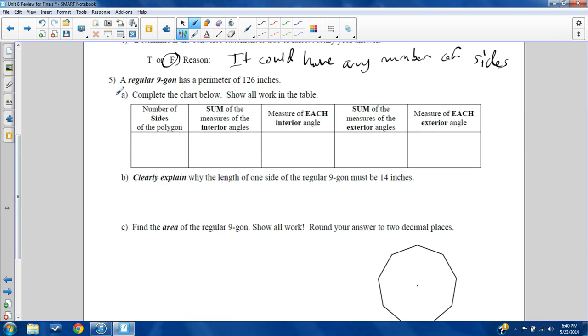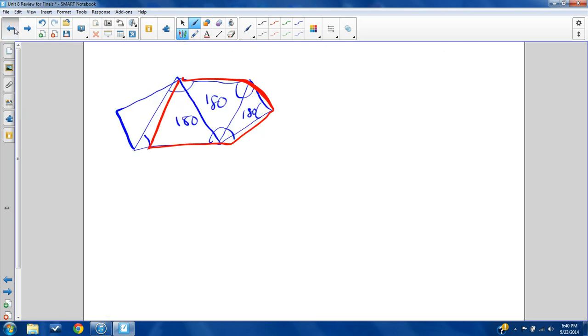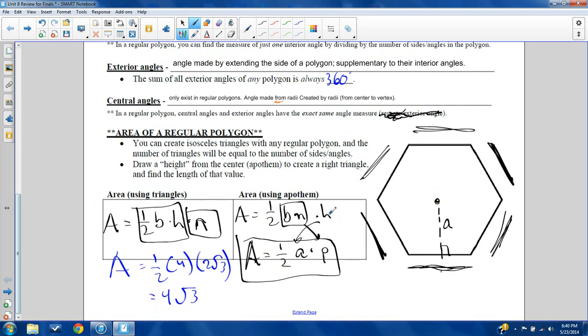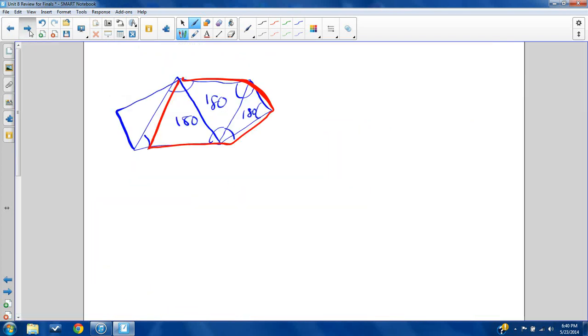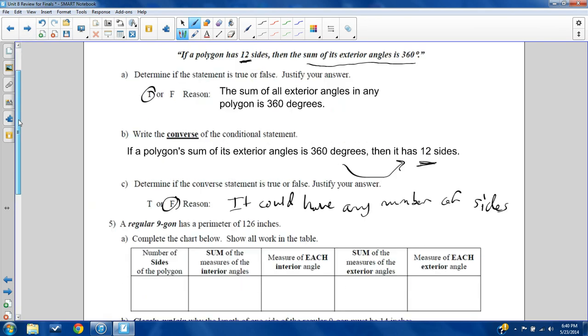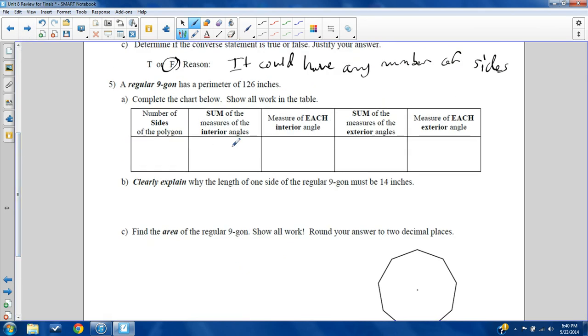Okay, number 5. A regular 9-gon, I call it a nonagon, has a perimeter of 126 inches. So you already know P. I think it'll help you to use the formula that we talked about before: area equals 1/2 apothem times perimeter. What's really nice about this problem is that it breaks it down into sections. It says complete this chart, then explain this, and then this.